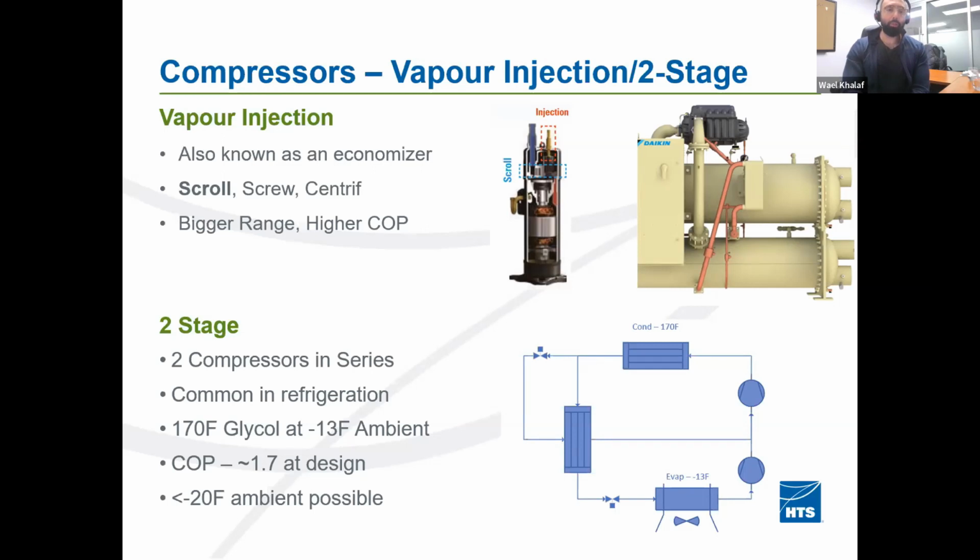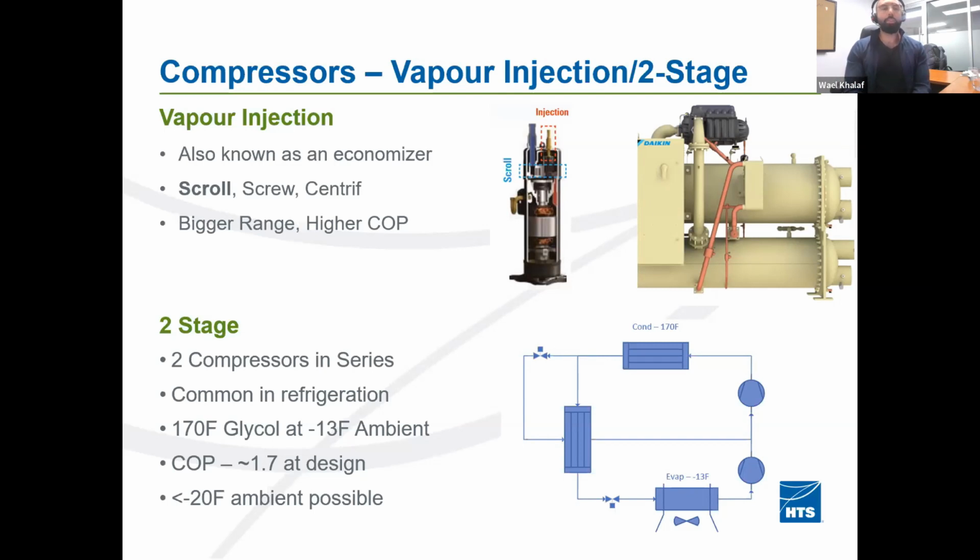And then we can look at the two-stage compression cycle, which is two compressors in series. It's very common in, call it, industrial refrigeration, a bit less in mechanical or commercial applications. But it really allows us to achieve a very high lift. A very high lift for me, for example, in Ontario would be trying to produce 170 degree glycol at a minus 13 degree ambient. So we're able to achieve very high lifts and still at a reasonable COP, which, in what I call reasonable, is essentially above a COP of 1, which is your electric boiler or electric resistance heater.